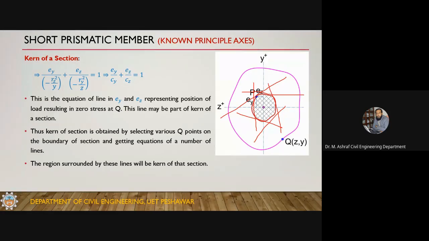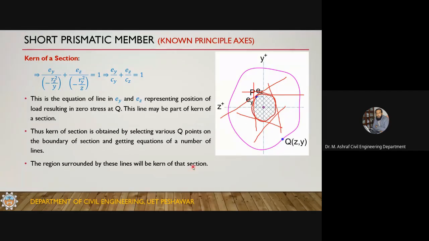Thus the kern of a section is obtained by selecting various Q points, just like you take this Q point, this Q point, this Q point, making them at the boundary. You select a number of points, you get a number of lines, and you draw those lines. Finally, the area enclosed by those lines will be the kern of this section.